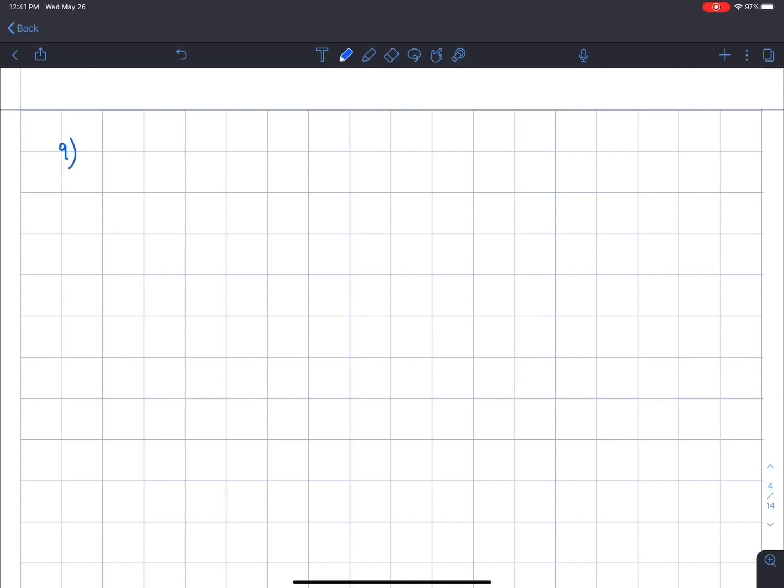Okay, moving on to question 9. During a sale, a store marked down the sale of a $80 dress by 40%. So the original price is 80, being marked down by 40%, so we are paying 60%. That's why I'm timesing it by 1 minus 0.4.